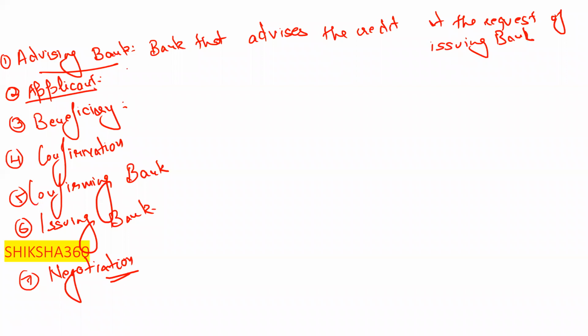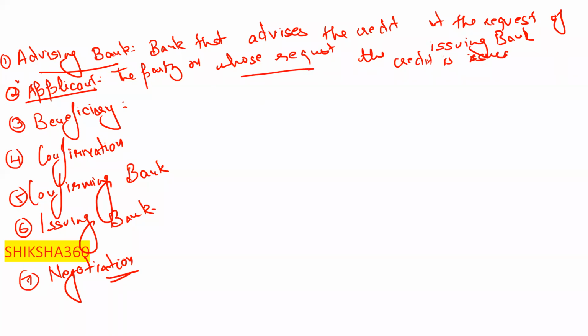So who is the applicant? Basically the party on whose request the credit is issued. Clear? The party on whose request the credit is issued is the applicant. Next one is the beneficiary.